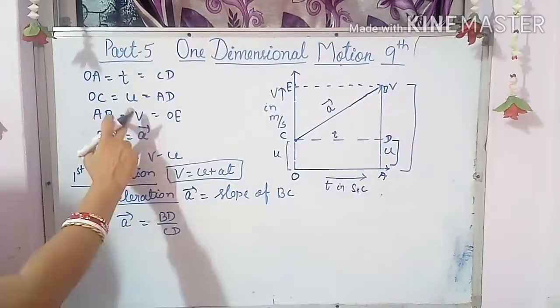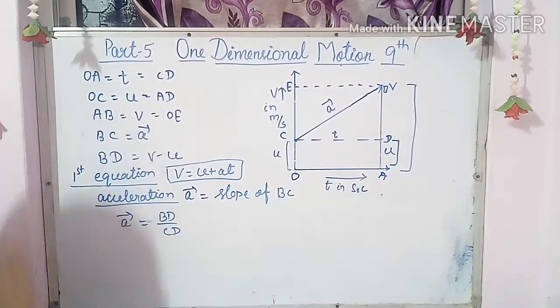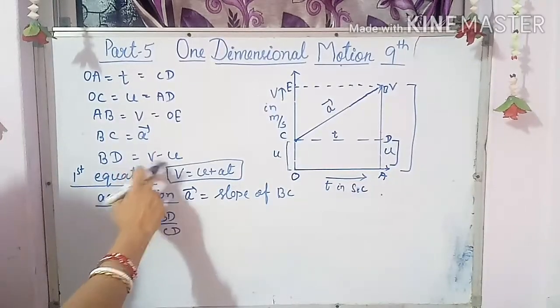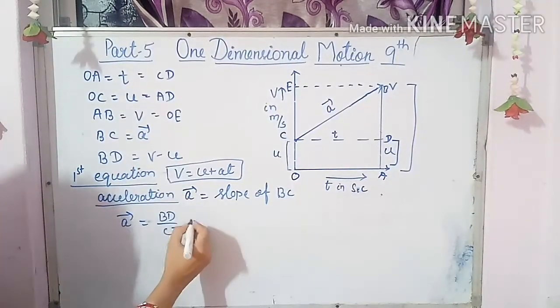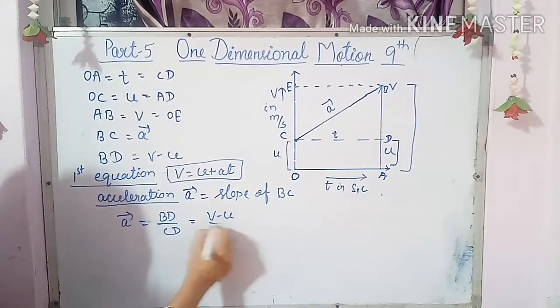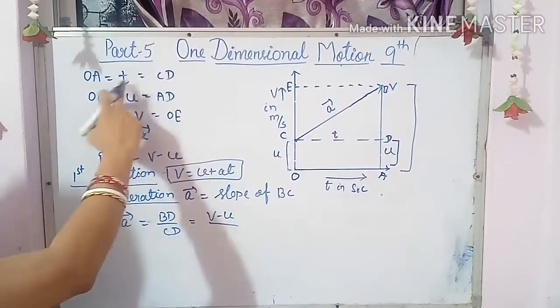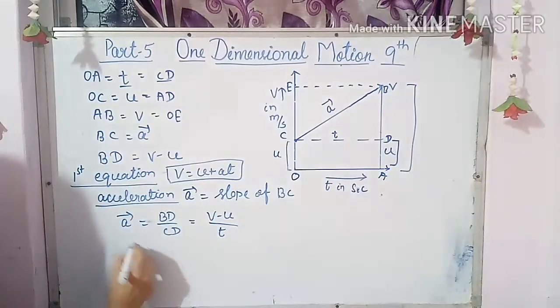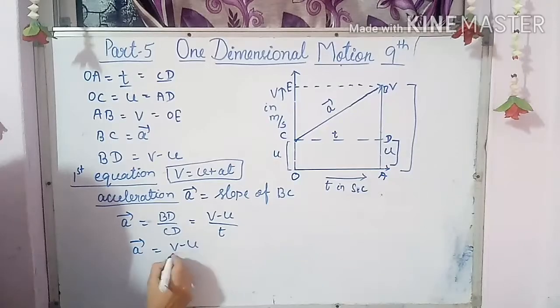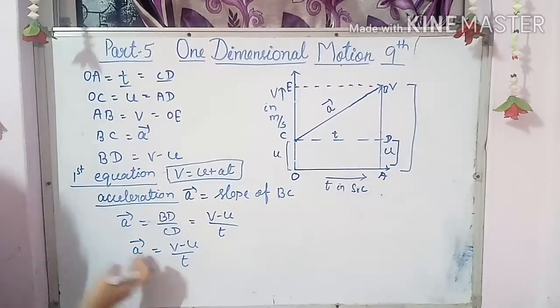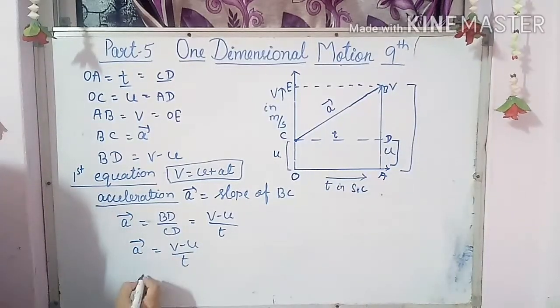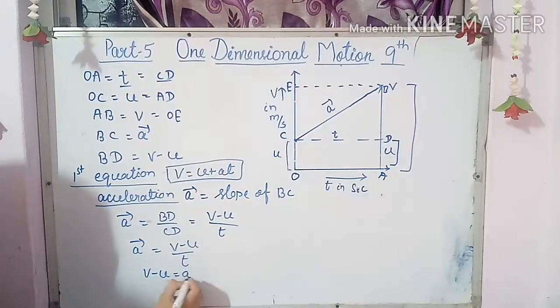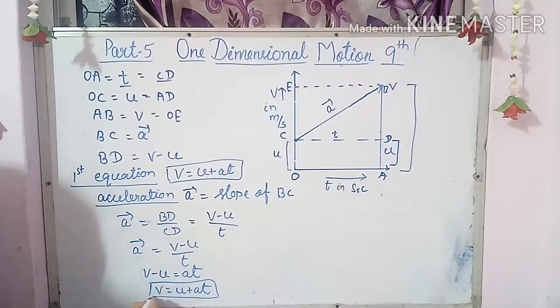Now you have to put the values whatever you have calculated already. I have already calculated the value of BD, so directly you can put V minus U. And CD also I have calculated, that is T, so you can put T directly. So now you are getting A equal to V minus U by T. Now you take T to the left hand side. Now you will get V minus U equal to AT. Now it is V equal to U plus AT. So we have proved the first equation of motion.